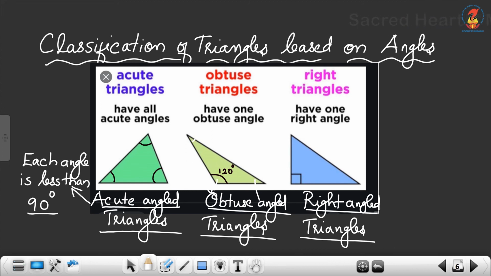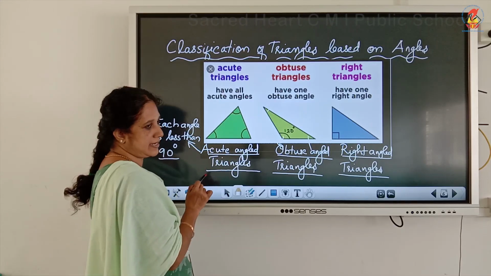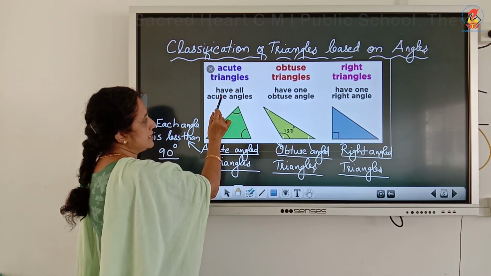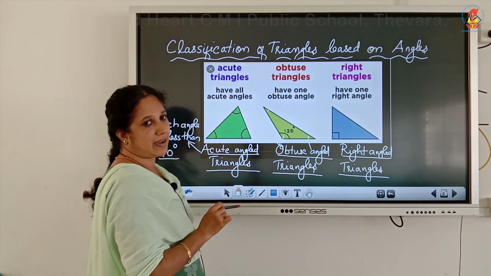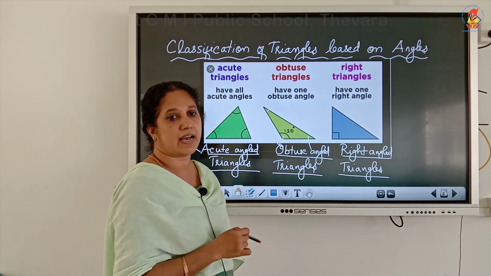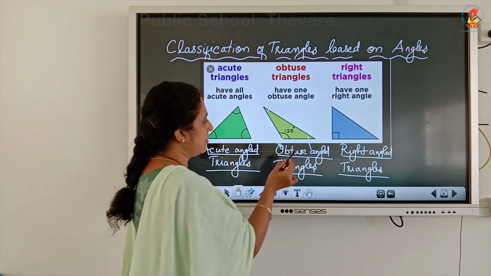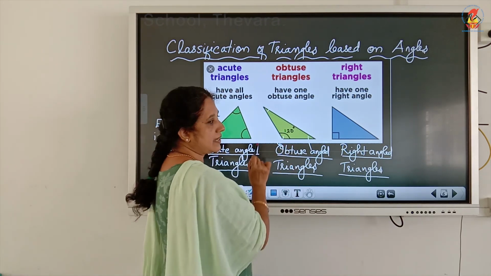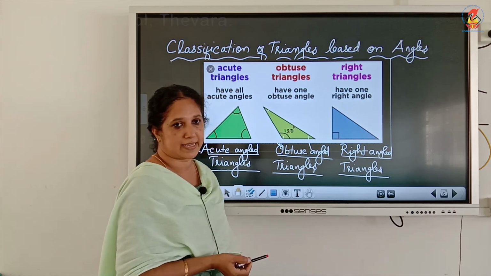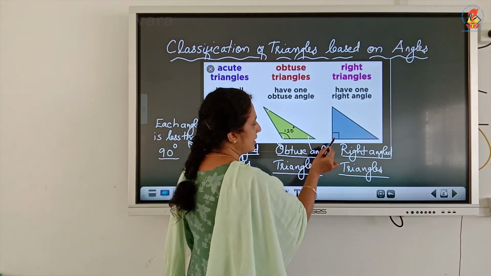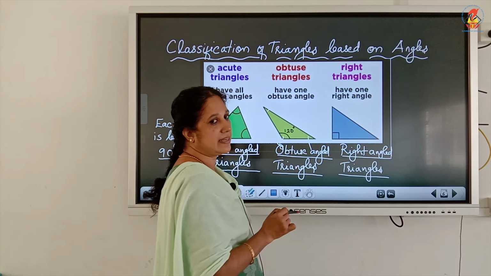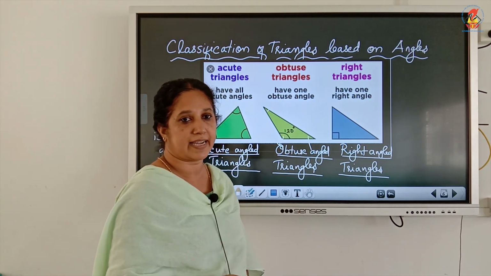So we have three different types of triangles based on angles. The first one is acute angle triangles. If all angles are acute, we call it an acute angle triangle. If one angle is obtuse, we call it an obtuse angle triangle. And if one angle is 90 degrees, then the triangle is known as a right angle triangle.